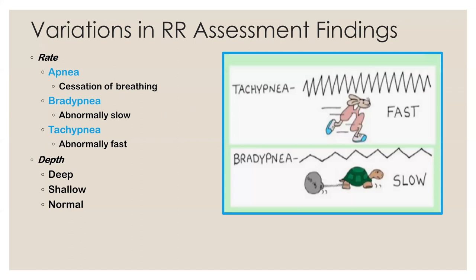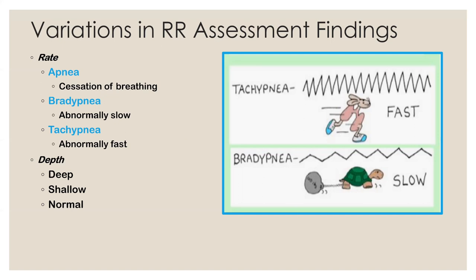So, variations in respiratory rate assessment findings. Again, respiratory rate is the number of times a person breathes, or completes one cycle of inhalation and exhalation, within one full minute. Okay. Just like the heart rate, it's within one full minute. With the rate, you could have apnea, which means the cessation of breathing. There is no breathing for this period of time. Bradypnea, which is abnormally slow respirations, as you can see in my picture, or tachypnea, which is abnormally fast respirations, right?